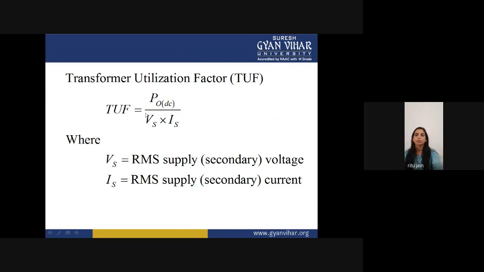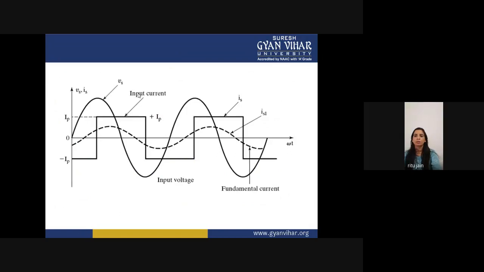So what is Vs? Vs is the RMS supply voltage, and Is is the RMS supply current. This is your secondary current, because in our previous lectures we saw that we use one transformer when doing rectification, and rectification has a number of applications in the electrical field also. So this is our waveform in which you can see your primary current and input current, going from minus IP to IP.